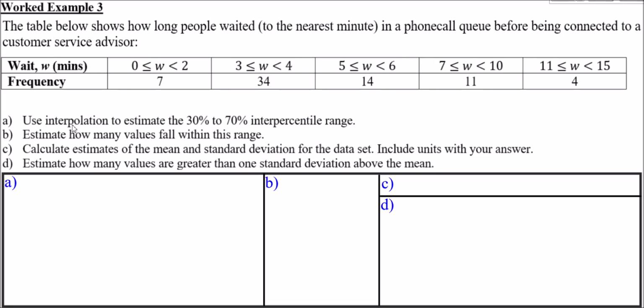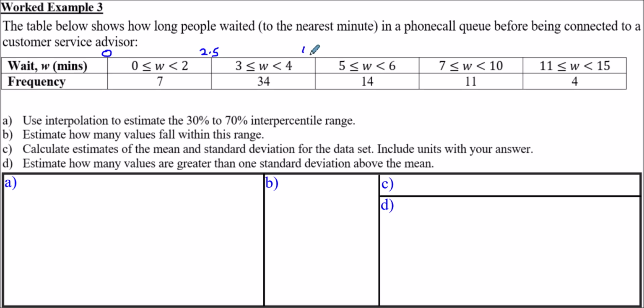So part A asks us to use interpolation to estimate the 30% to 70% interpercentile range. So what we do here is we put bounds on the class boundaries, we write these on, and we also do cumulative frequency underneath the frequency row, like we've done before. So let's start off by doing that, just as we've done many times before now. So for wait times, the lower boundary here would have to be 0, between 2 and 3, because these have been given to the nearest minute, that would be 2.5.